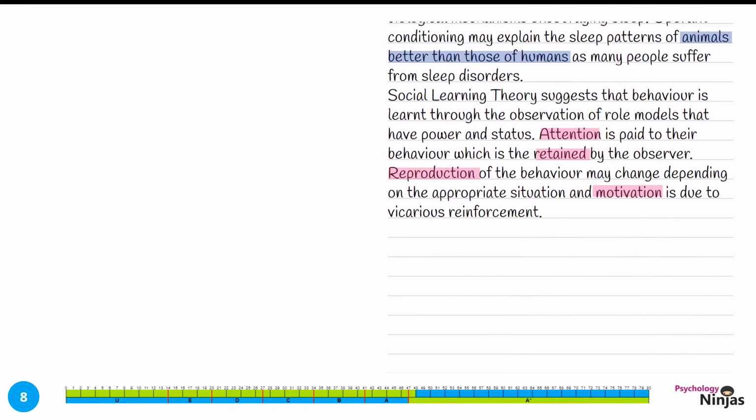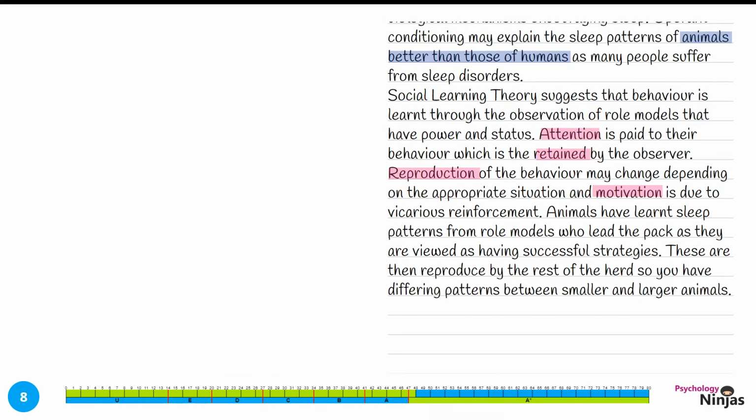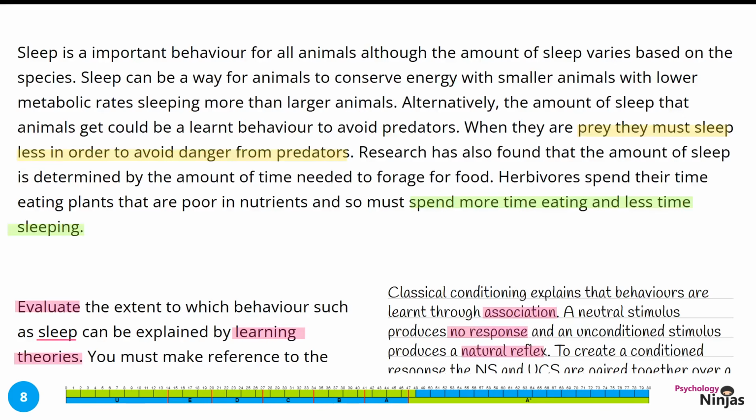It's time to link this back into sleep. Animals have learnt sleep patterns from role models who lead the pack, as they are viewed as having successful strategies. These are then reproduced by the rest of the herd so that you have differing patterns between smaller and larger animals. So we've identified that the leader of the pack would be the role model for animals, and that the rest of the herd would likely copy the pack leader. We've linked this in to our STEM and the difference between larger and smaller animals. We've returned to our STEM in order to tick this part off, that we have a difference between the smaller animals with lower metabolic rates sleeping more than larger animals.